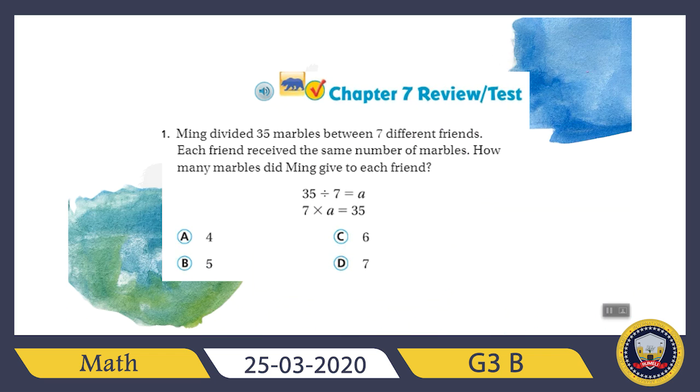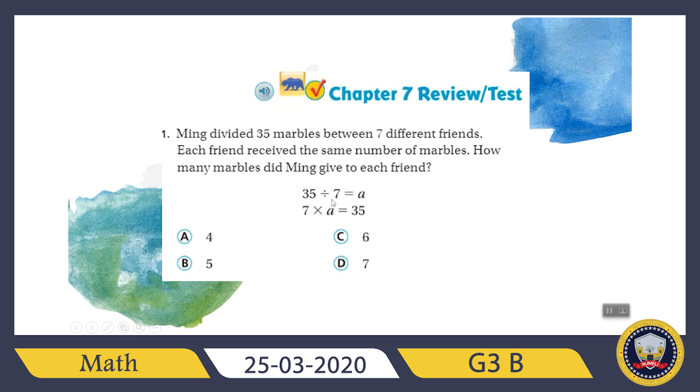It says Ming divided 35 marbles between 7 different friends. Each friend received the same number of marbles. How many marbles did Ming give to each friend? Well, as you know, there were 35 marbles, and he wants to give them to 7 different friends. So we divide 35 by 7 to see how many marbles each friend received. What is the answer, guys?